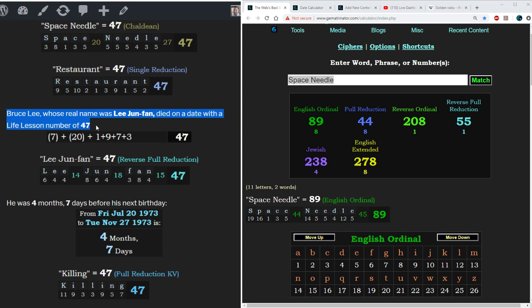The date on which Bruce Lee died, 7 plus 20 plus 1 plus 9 plus 7 plus 3, we call this the life lesson number. This sums to 47.